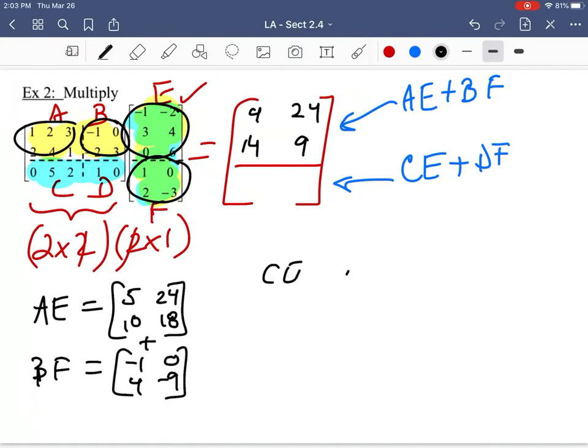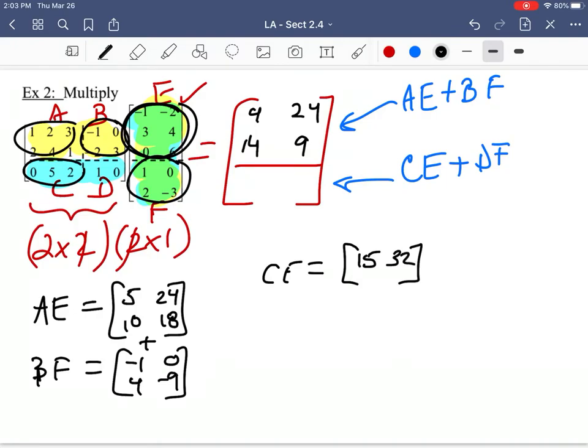So I need CE. That would mean I'd have to do this guy times this guy. So that is a 1 by 3 times a 3 by 2, so that will end up with a 1 by 2 matrix, 1 row and 2 columns. So 0, 5, 2 times negative 1, 3, 0 gets me 0, 15, and 0, so I get a 15. And then 0, 5, 2 times negative 2, 4, 6 gets me 0 plus 20 plus 12, so 32.